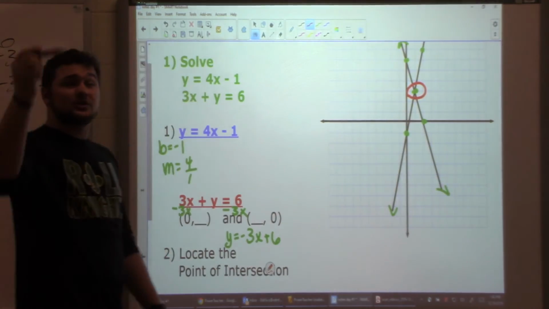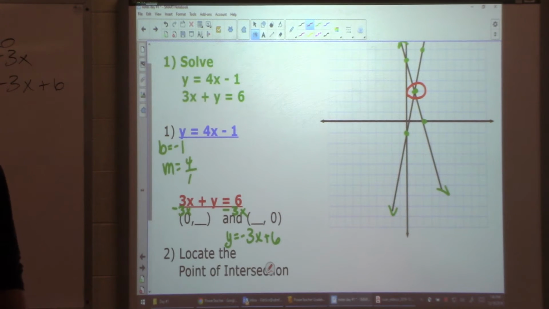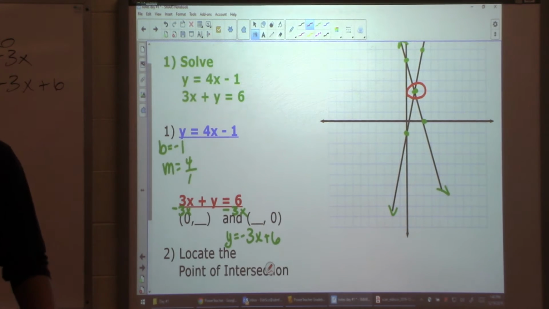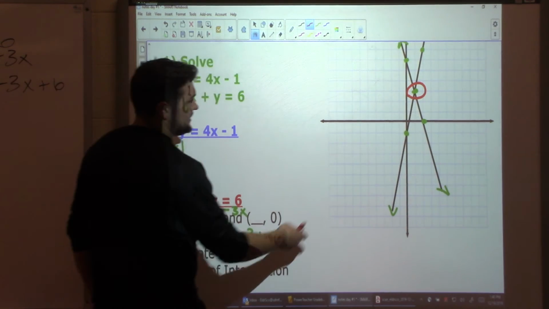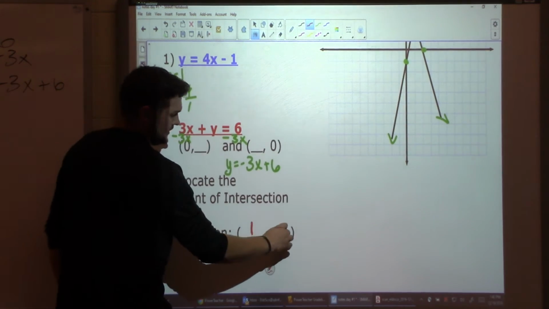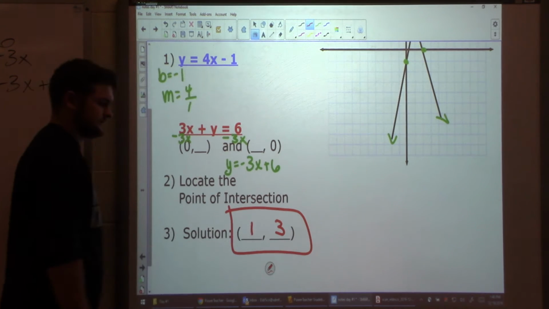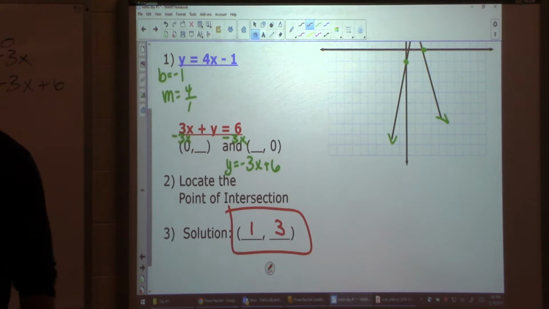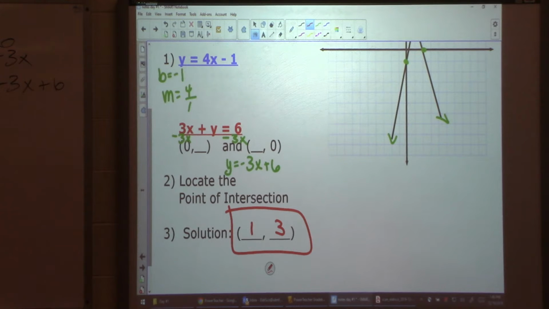So I like to circle the point of intersection. Am I going to require you to do that? No. So look at the point of intersection, then you can write it as a coordinate pair. So 1, 3. If you forget parentheses around your coordinate pair, your ordered pair, it will get marked wrong. Please make sure you do that.